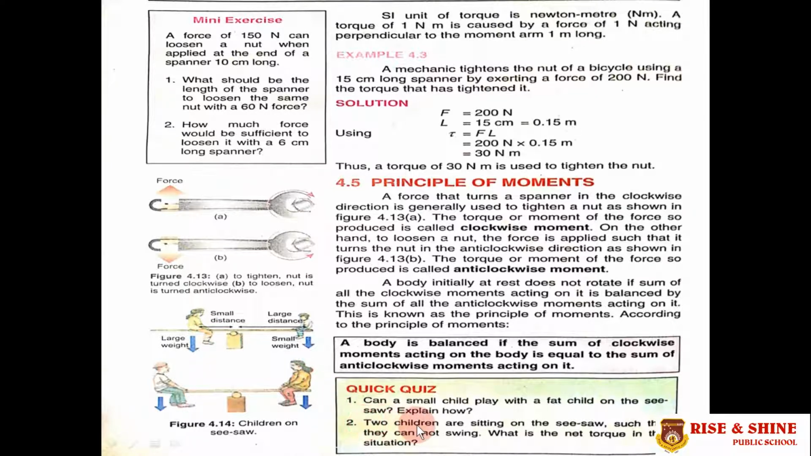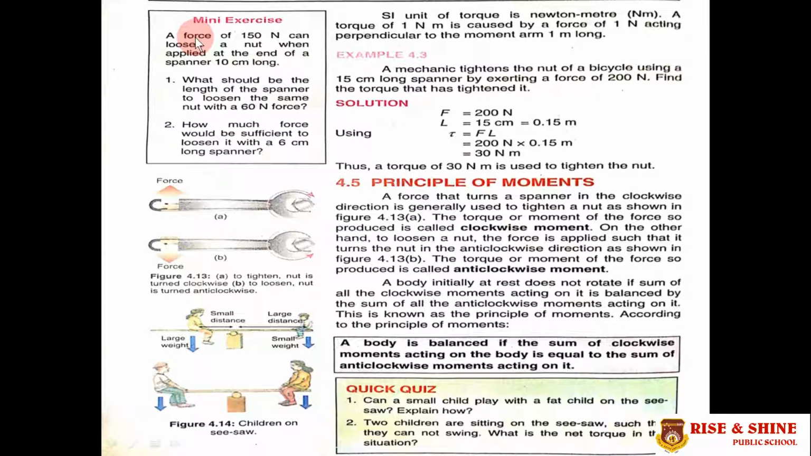Second, two children are sitting on the seesaw such that they cannot swing. What is the net torque in this situation? Here, we discuss this diagram. In this diagram, you see that no rotational effect is produced. So, the sum of torques acting on this body is equal to 0, because the anti-clockwise moments and clockwise moments are equal and opposite. That's why the seesaw cannot swing.